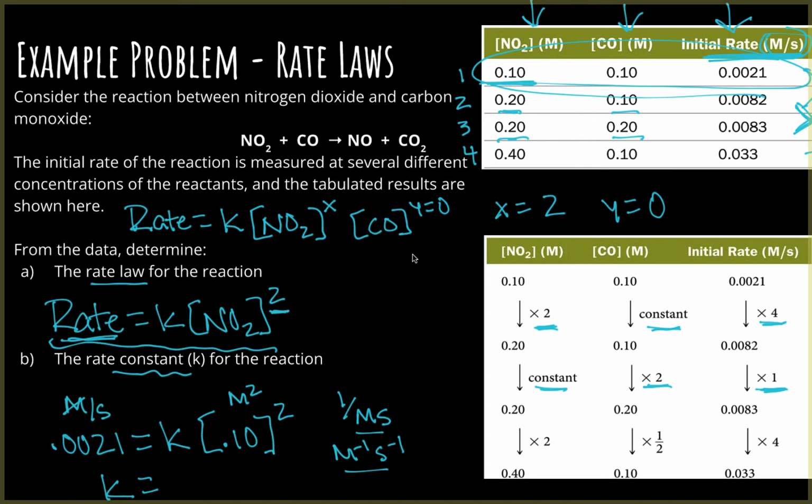The unit for a concentration is not going to change. But when you're writing the unit for K, it's going to depend on the overall order of the reaction. So for a second order reaction, the units for K are always going to be M to the negative 1, s to the negative 1. So my final answer here, when I solve for this, would be 0.21 M to the negative 1, s to the negative 1. So that would be my value for K.